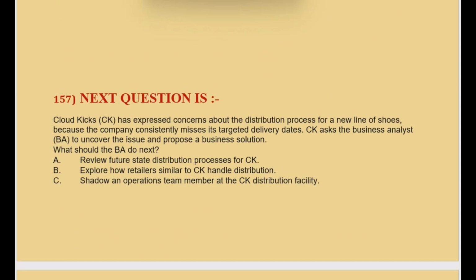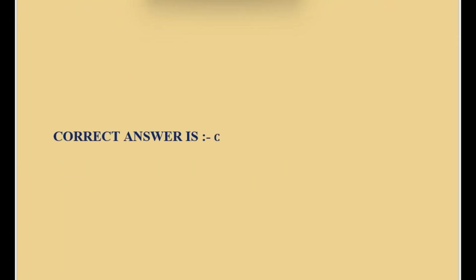Question is, CloudKicks, CK, has expressed concerns about the distribution process for a new line of shoes because the company consistently misses its targeted delivery dates. CK asked the business analyst, BA, to uncover the issue and propose a business solution. What should the BA do next? Option A. Review future state distribution processes for CK. Option B. Explore how retailers similar to CK handle distribution. Option C. Shadow an operation team member at the CK distribution facility. Correct answer is option C.